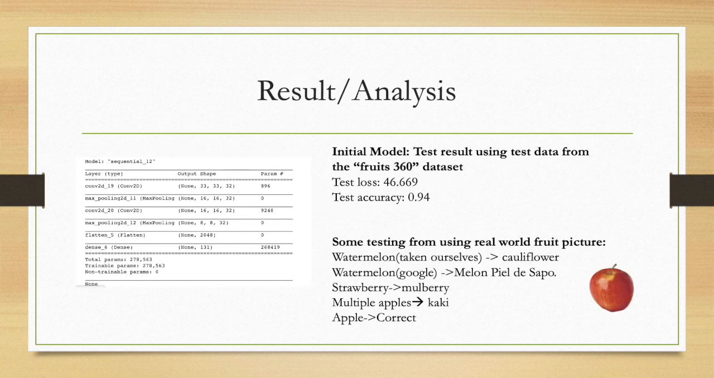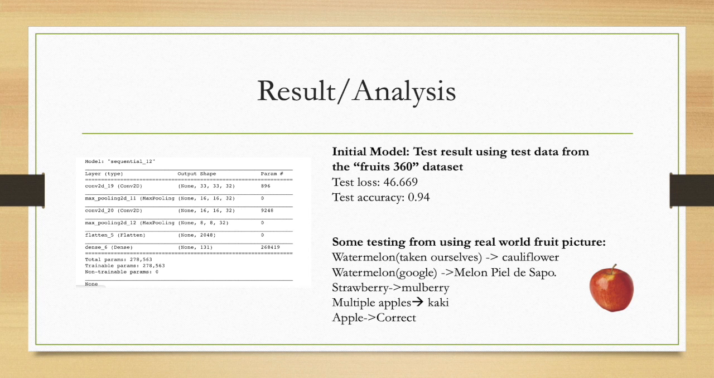Here is the initial model we trained using a convolutional neural network. When we evaluate this initial model with the test data from Fruits360, we got a test loss of 46 and a test accuracy of 0.94. As you can see, the test accuracy is really good, but the test loss is really high.